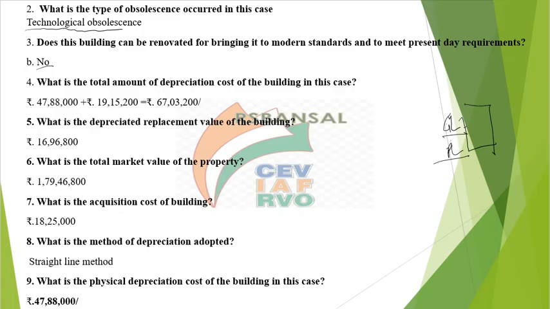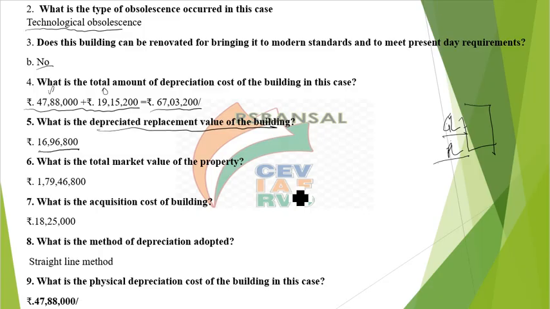So you cannot rectify it. So what is the total amount of depreciation? We have already discussed. You get the sum of 47 lakh 88,000 physical depreciation and obsolescence of 67 lakh 3,200. What is the depreciated replacement cost value of the building? You have calculated 16 lakh 96,800.